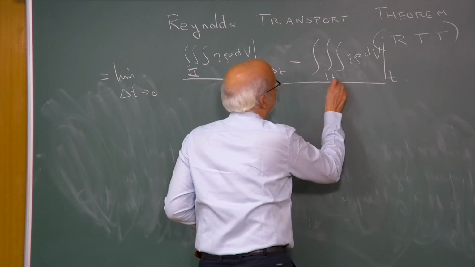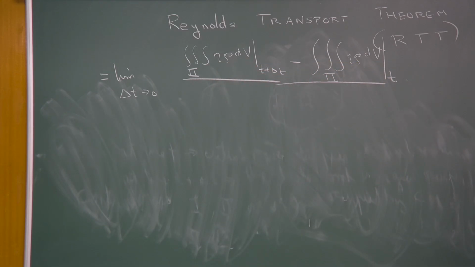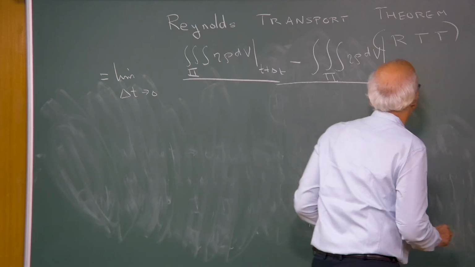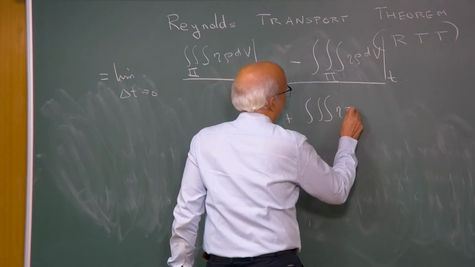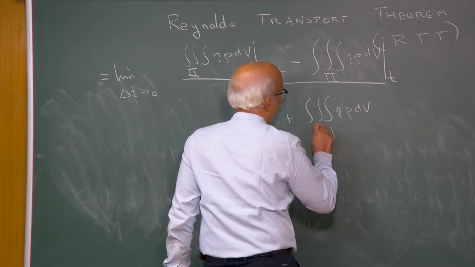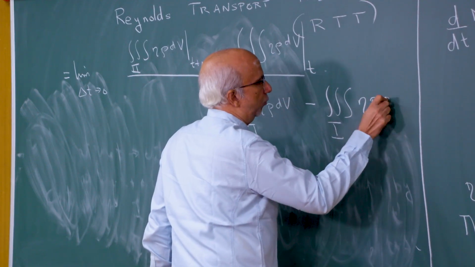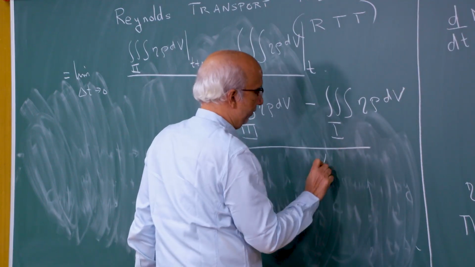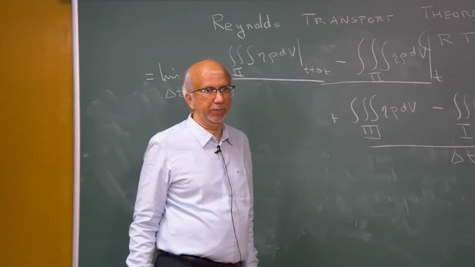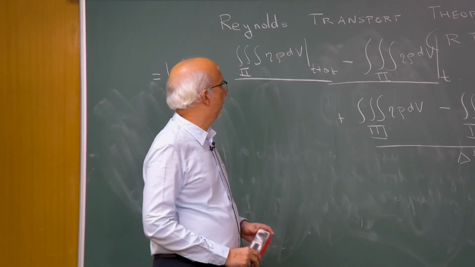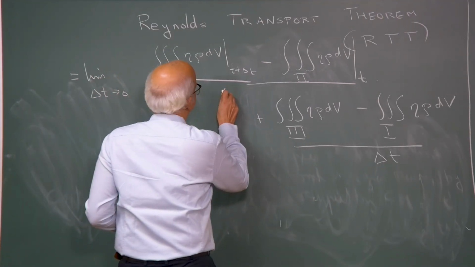This is region 2. So, this region 2 and this region 2 I am keeping together, plus integral eta rho dV over region 3 minus integral over region 1 eta rho dV, divided by delta t. Okay. Now, what I want you to do is, there is a divided by delta t here also.